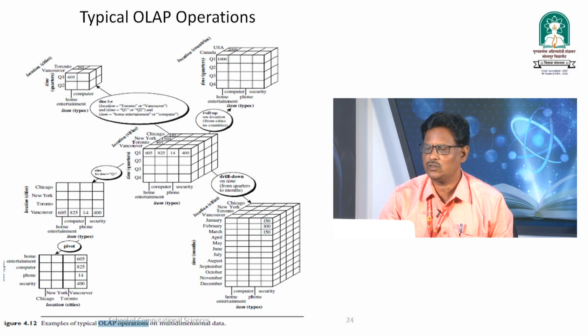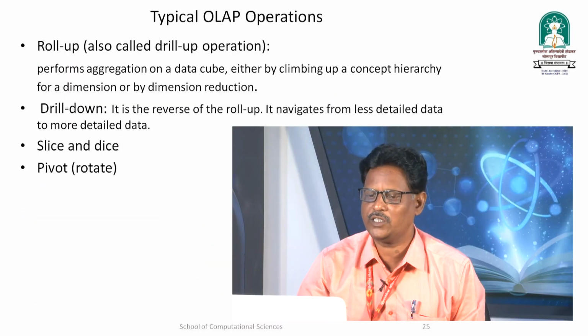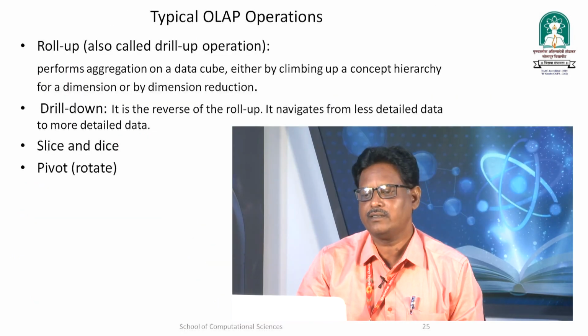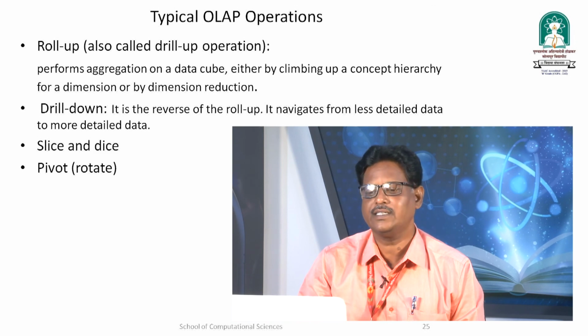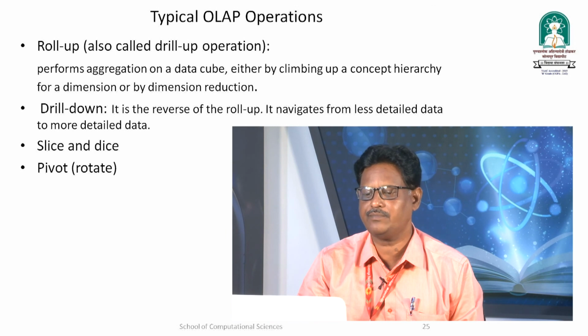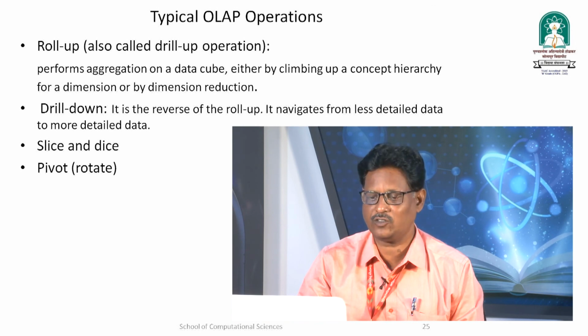Already I have explained the roll up operation, which is also known as the drill up operation, which performs the aggregation on a data cube either by climbing up a concept hierarchy for a dimension or by dimension reduction. The drill down operation is the reverse of roll up; it navigates from less detailed to more detailed data. Already I have highlighted the slice and dice operations and the pivot operation.